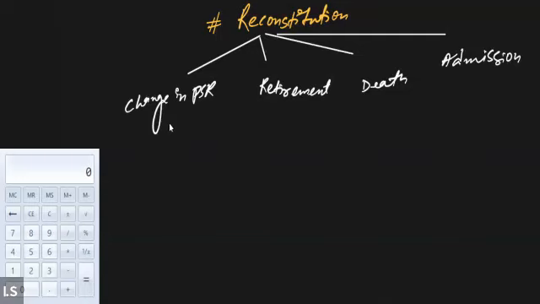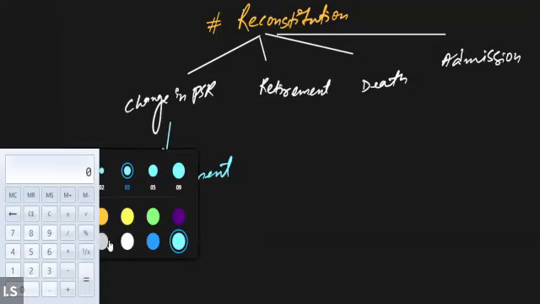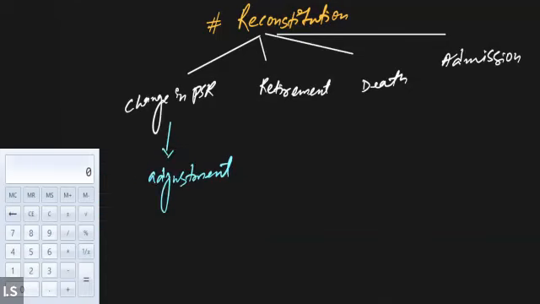At the very beginning of this topic, I told you that whenever reconstitution is taking place on account of change in PSR, we need to make the following adjustments. We need to make the adjustment regarding the calculation of the sacrificing and gaining share. Calculation of gaining and sacrificing shares.